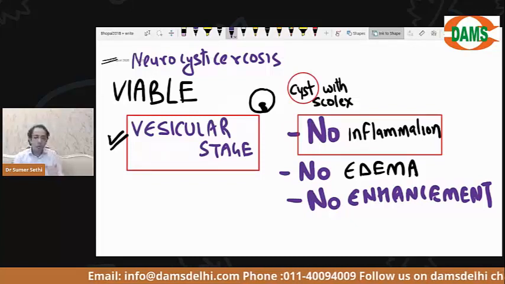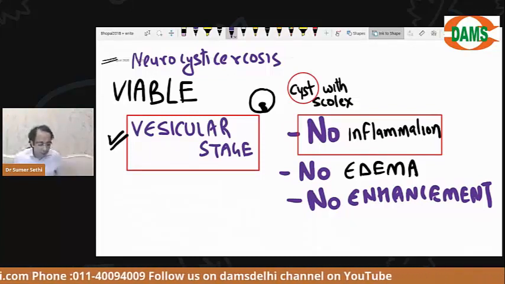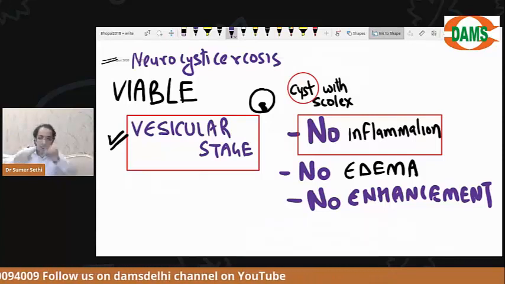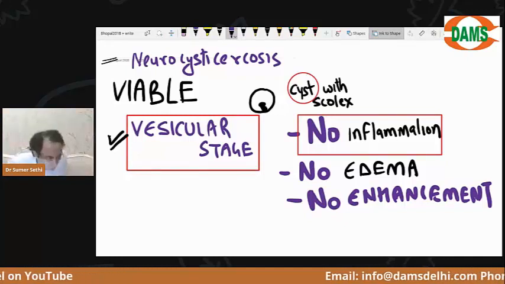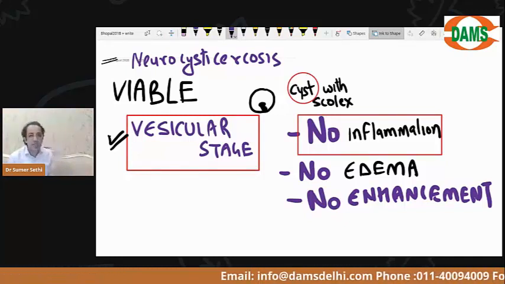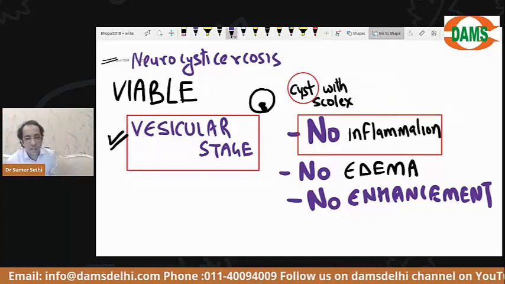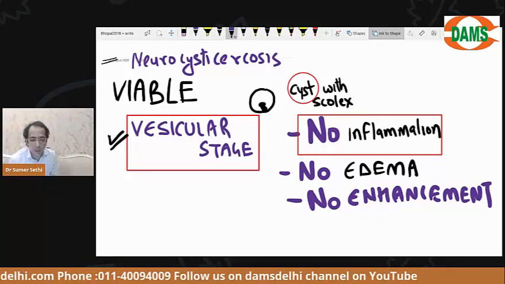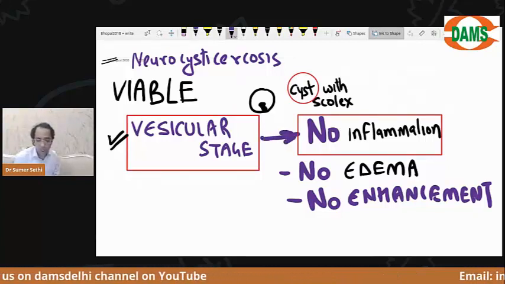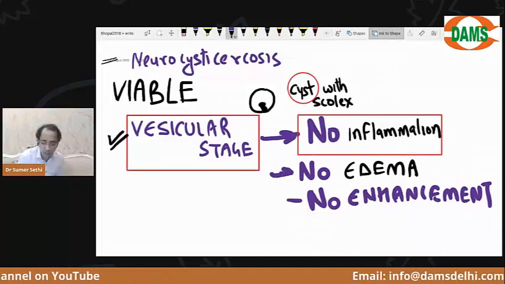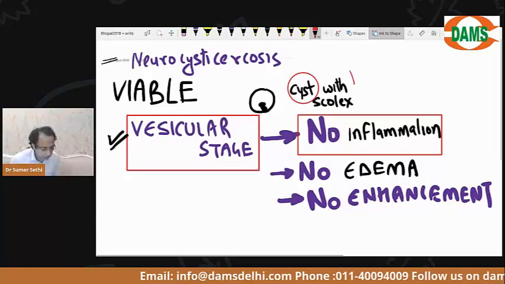So now most people get it wrong in the exam. Okay, because everybody wants to do big things. If you notice now on your screen, I have only written few words. I have not written big words, no essay, no long, only few lines. But that is the key in the exam. They will say vesicular stage of NCC will appear like a ring enhancing lesion with edema. Answer is false. Vesicular stage will have no edema, no enhancement. It will appear like a cyst with scolex.